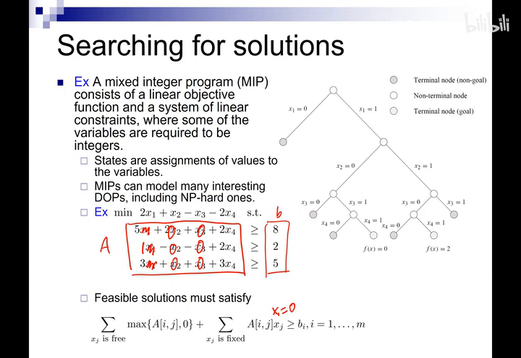So depending on what these values are, as you form the search tree, you can actually prune out large chunks of it. So instead of an exponential number of values, you can actually go through far fewer values.